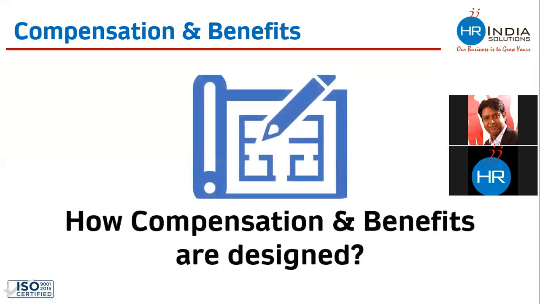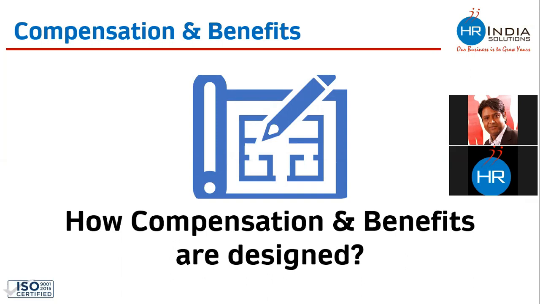Now, let's understand how the compensation and benefit is designed. Let's suppose your manager or your management has asked you to make a salary breakup of 20,000 rupees or 50,000 rupees. They have given you a CTC budget that the CTC is 50,000 and you need to design an effective CTC breakup for that 50,000 rupees. How do you do that? What are the steps that we need to follow and what are the things we need to consider at the time of designing a CTC breakup?